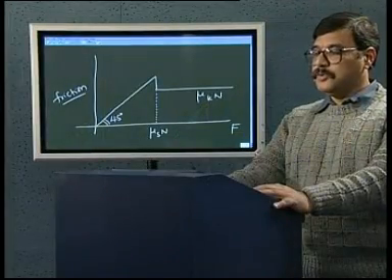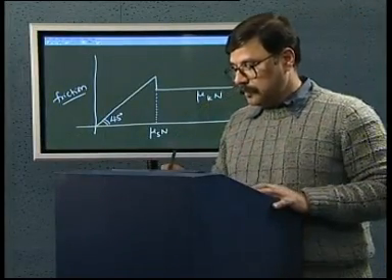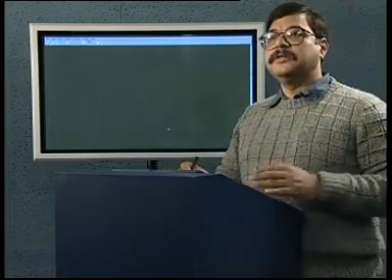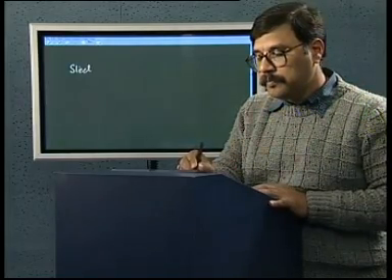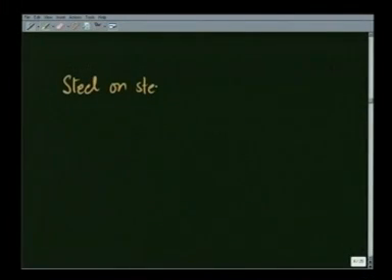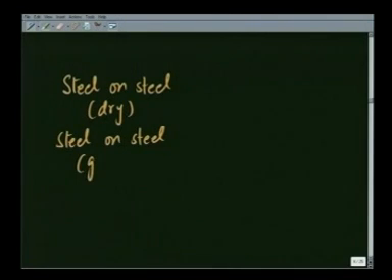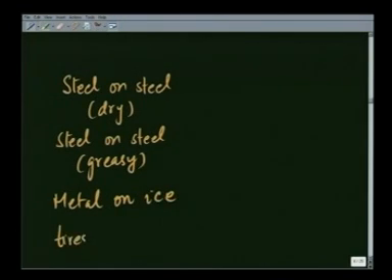To give you a feel for what mu s and mu k are, let me give their values in the next slide. For some materials, the value varies from material to material. So, we will take steel on steel dry surface, we will take steel on steel greasy surface, and we will also take metal on ice and tires on road.